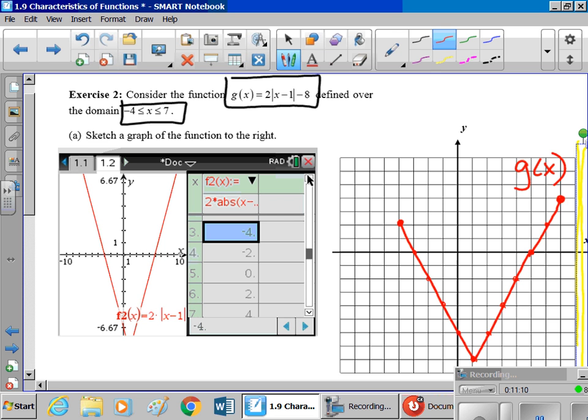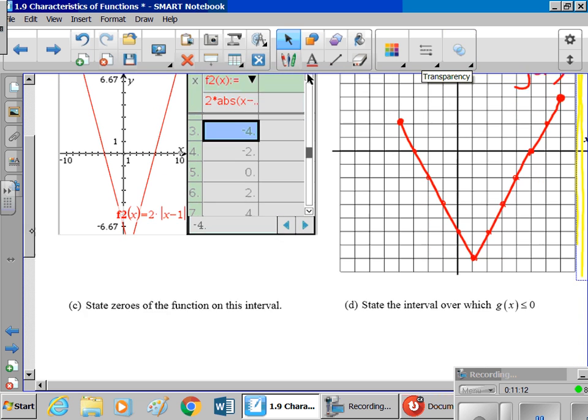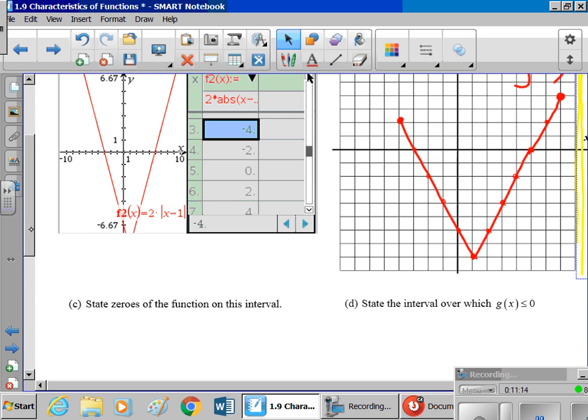Now let's see what it says to do next. State the zeros of the function on this interval. In other words, between -4 and +7, where are the zeros? We know that the zeros are the x-intercepts. And that's going to be here at -3 and here at 5.